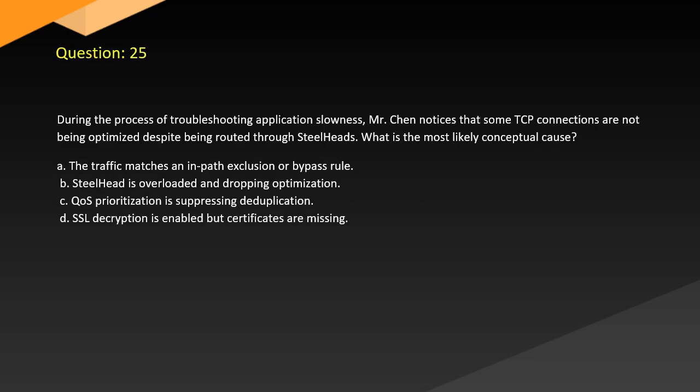Question 25. During the process of troubleshooting application slowness, Chen notices that some TCP connections are not being optimized despite being routed through Steelheads. What is the most likely conceptual cause? A. The traffic matches an in-path exclusion or bypass rule. B. Steelhead is overloaded and dropping optimization. C. Cost prioritization is suppressing deduplication. D. SSL decryption is enabled but certificates are missing.